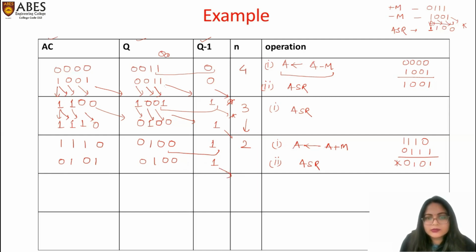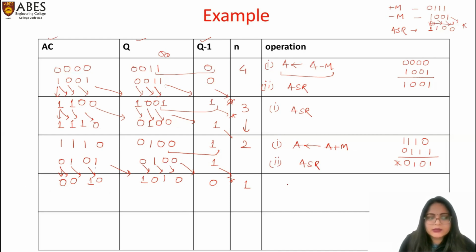Now after ASR, this 1 will be discarded. The 0 will be at one place. This will be 0. This will be 1. This will be 0. It will become 1. Now it will be 0. This will be 1. This will be 0 and this will be copied also. 0 will be copied also. So now the value in accumulator is 0, 0, 1, 0 and in Q is 1, 0, 1, 0 and in Q minus 1 it is 0 and the counter will be decreased by 1.